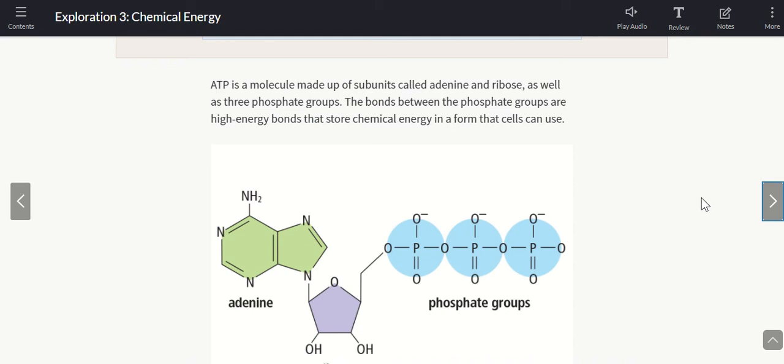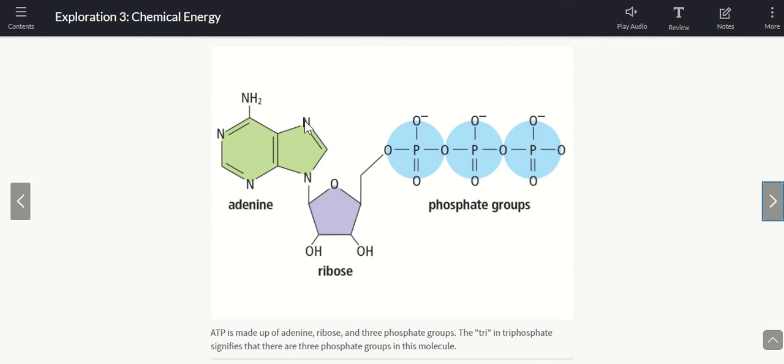Here is a picture of what an ATP molecule actually looks like. There are 3 parts to it. The first part is this adenine structure right here. The second part is this ribose structure, which is just another name for a sugar. And then the major part that we're going to focus on are these 3 phosphate groups. That's where we get the triphosphate, because there's 3 of them.